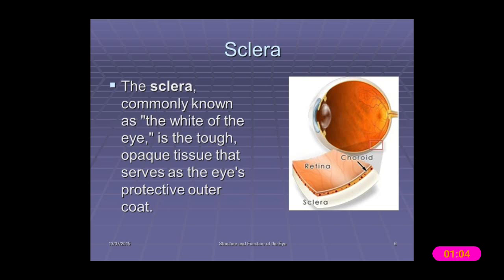Sclera. The sclera, commonly known as the white of the eye, is the tough opaque tissue that serves as the eye's protective outer coat.